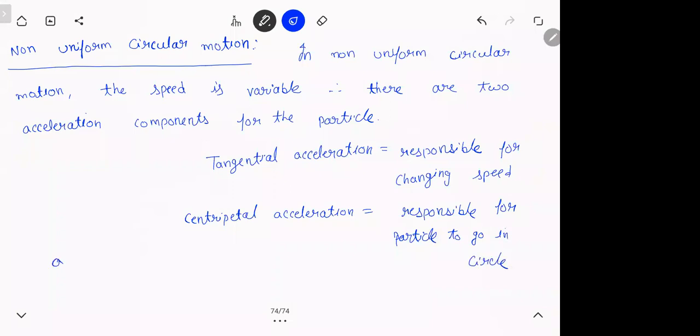So if someone asks you what the net acceleration is, you will say root over a tangential square plus a centripetal square. So in case a particle is going in a circle with changing speed, then you will have two accelerations. One will be tangential, which is responsible for changing your speed, and another is centripetal. So I'll give you an example.